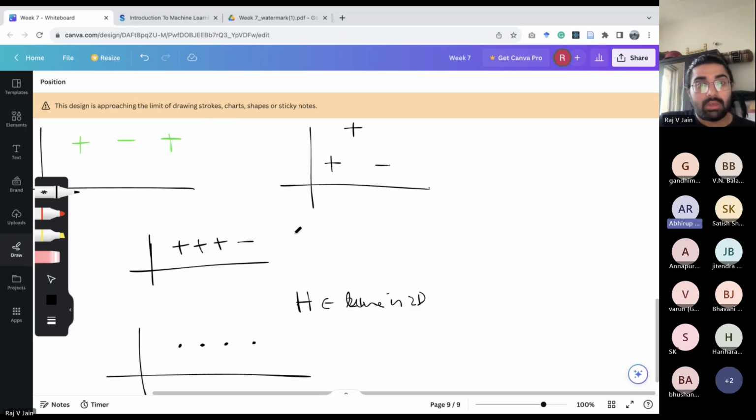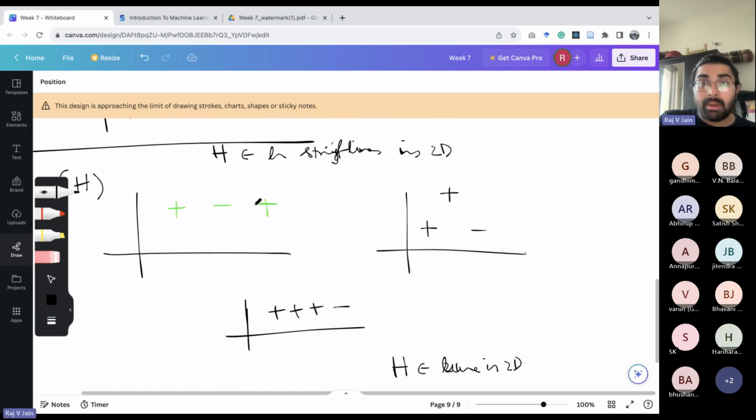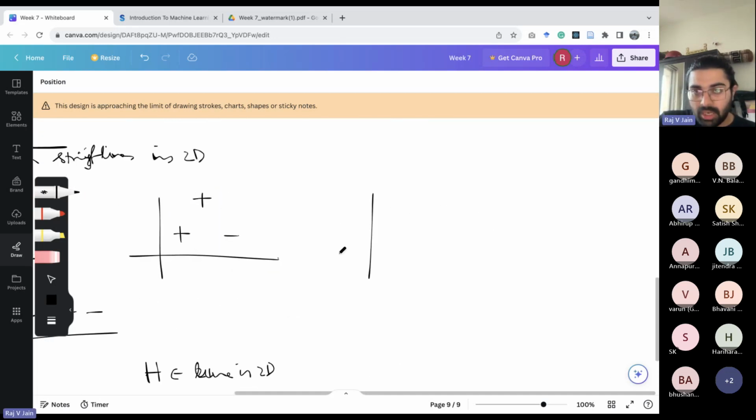What about 3? Then 3 also the same thing? But I found 3 points, right? 3 points I found in this 2D space where any possible labeling that I give can be solved using a straight line.